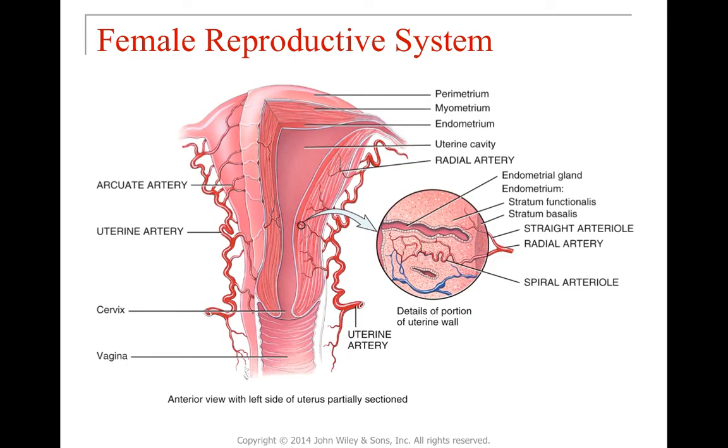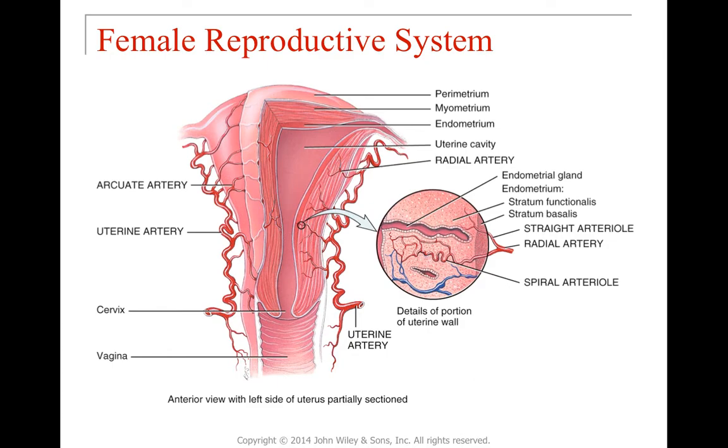So as I mentioned, it's a highly vascularized system, and this is why uterine hemorrhage used to be one of the major causes of death during childbirth before we had modern medicine and intervention. So this is just an overview.